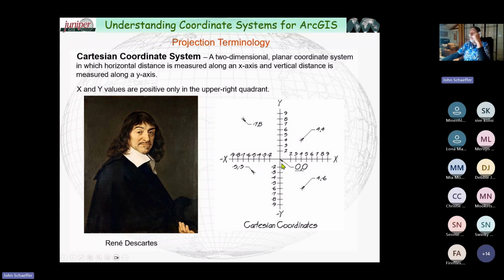So basically, you've got your y-axis, your x-axis. You can locate any point by so far over, so far up. Now, the key to this is only in this upper right quadrant are both x and y values positive. That will come into play later on when we look at coordinate systems, okay?